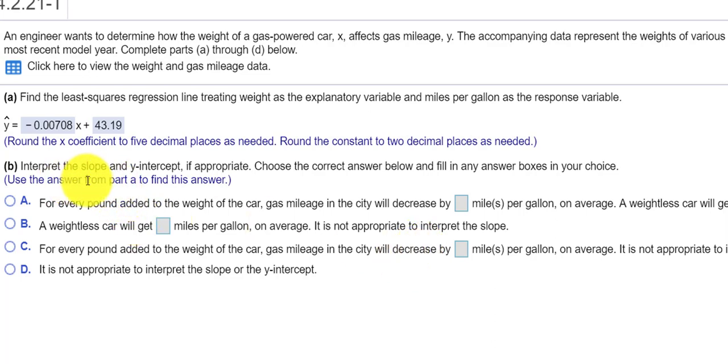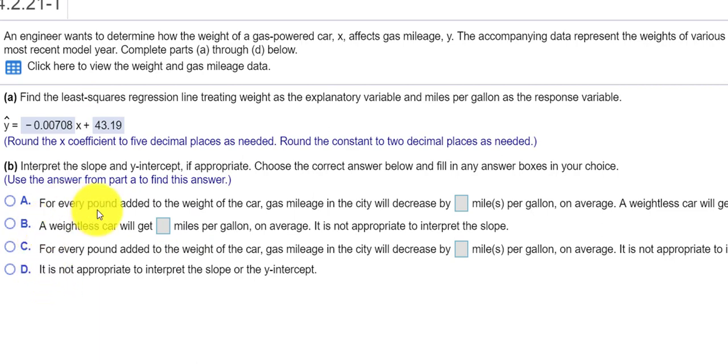So let's see, we have to interpret the slope. So this was my slope, and this was my y-intercept. So basically, without reading this, I believe every time the weight of my car is increased by 1 pound, my gas mileage will decrease by this number here, 0.00708. And in theory, if my car weighed 0, the gas mileage would be 43 miles per gallon. But of course, we can't have a car that weighs 0 pounds. So an intercept of 43 miles per gallon for a car that weighs 0 is invalid. It doesn't make any sense.